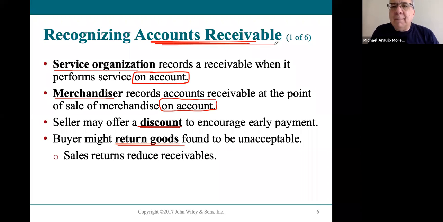So in other words, just because a company says they have $100,000 of accounts receivable doesn't mean it's worth $100,000, right? Because it could shrink with returns and allowances. It could shrink even further with discounts. So again, accounts receivable is an asset account, but it's got to be valued properly. That's going to be a big focus of learning objective 2. So keep that in mind. Okay.